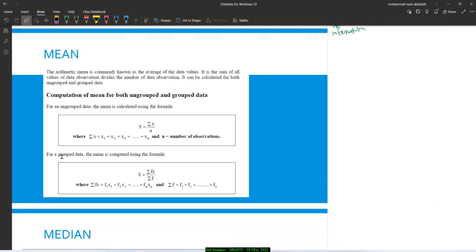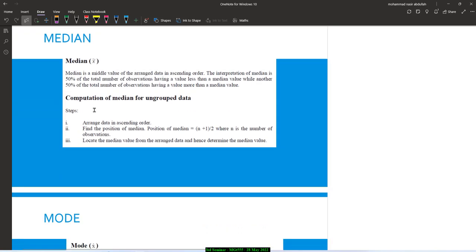Right. For example, this is the formula for mean, right? Summation of x divided by n. So x is a total value or observation in data, right? Divided by number of observations, right? So it is the same for categorical data and for grouped data or ungrouped data.